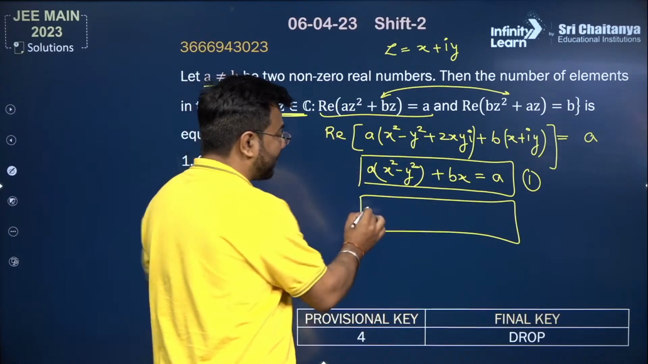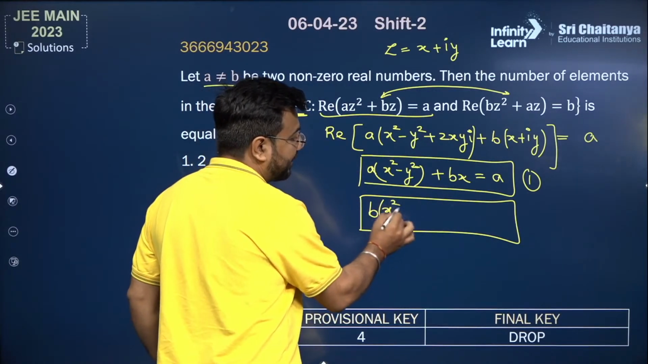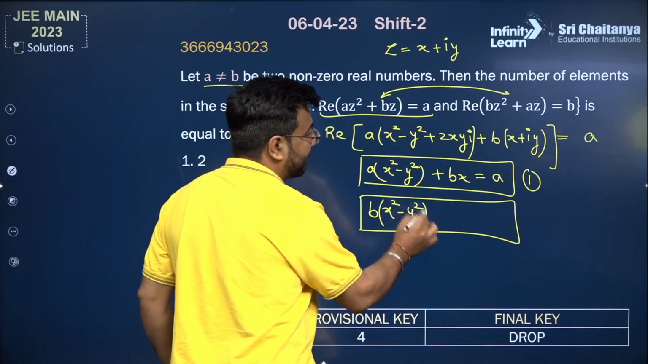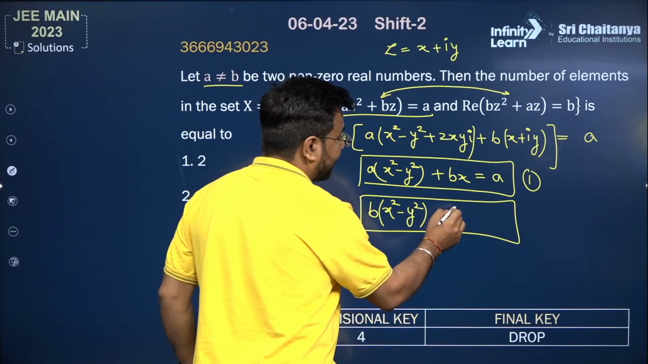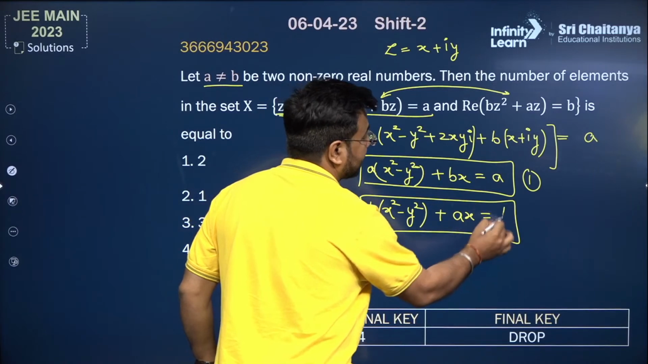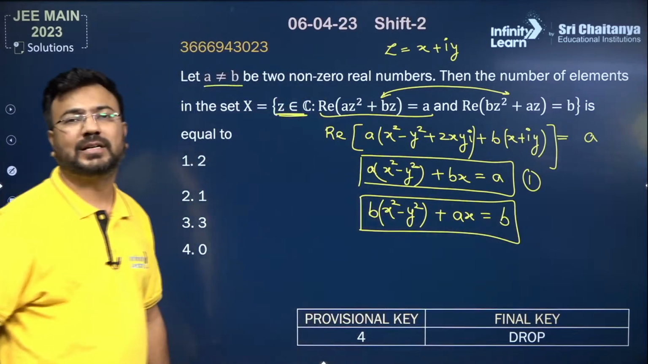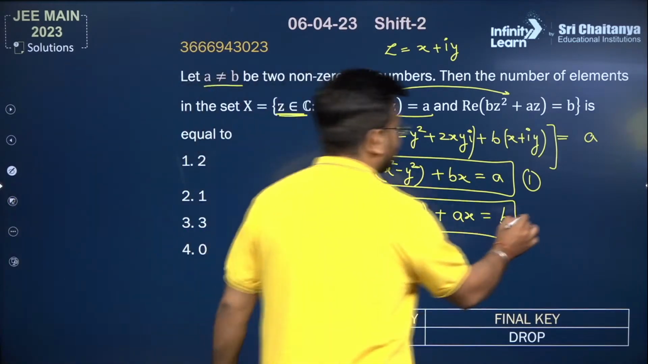So just here also replace A with B, and here we have B times X square minus Y square, and here it is A times X, and it is equal to B. I hope you are able to understand this also. So this is the second equation.